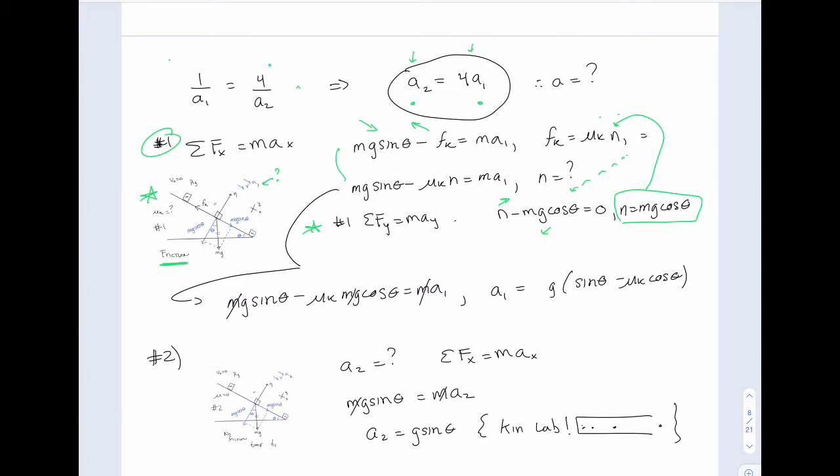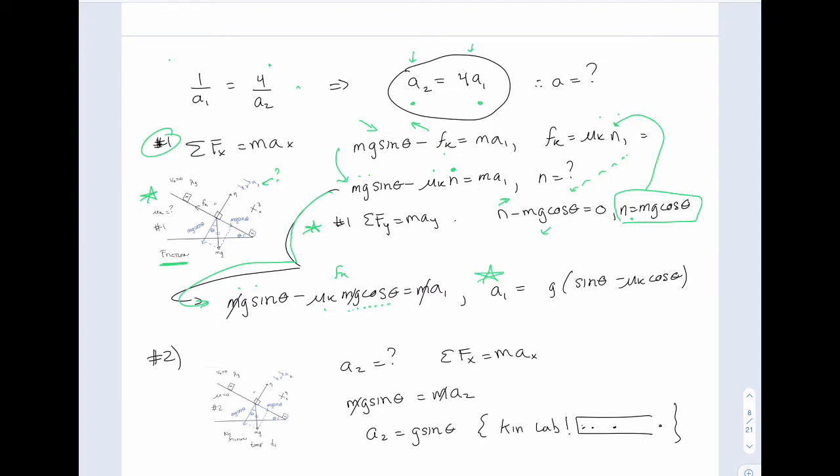So this expression becomes mg sine minus kinetic friction, which is mu sub k n, okay? And the normal force is mg cosine. So I rewrote that right there. So here's mg sine minus kinetic friction, which is mu sub k, that's n. So the masses drop out, I can solve that for A. So this gives me A1.